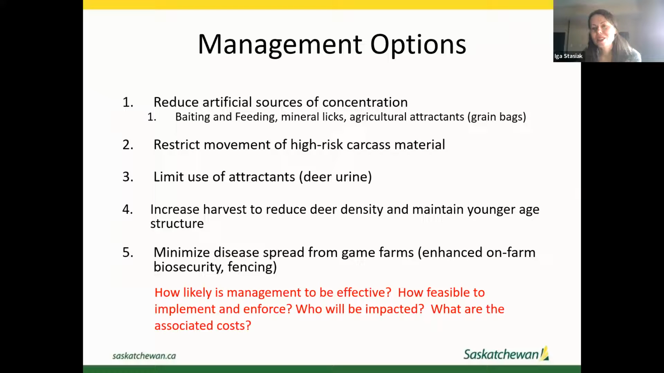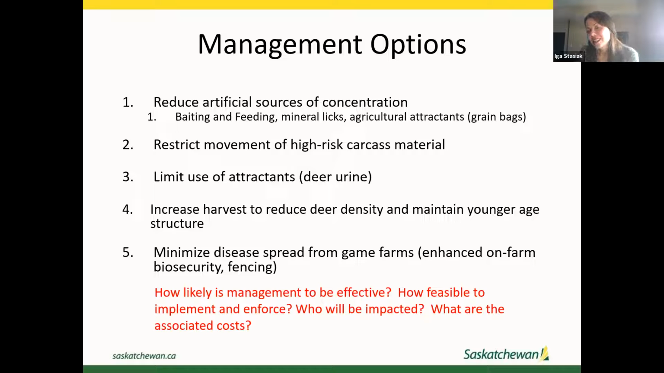So in terms of management, what are our options? Well, we can target management around any of these options. And so things like reducing agricultural or hunting sources of feed, things like bait, reducing the movement of carcasses, impacting harvest to remove infected animals. So again, trying to reduce the number of infected animals on the landscape. And then minimizing disease spread from game farms through things like restricted movement or double fencing.